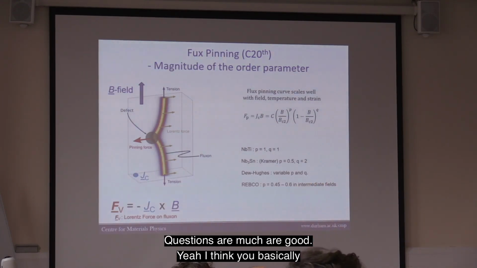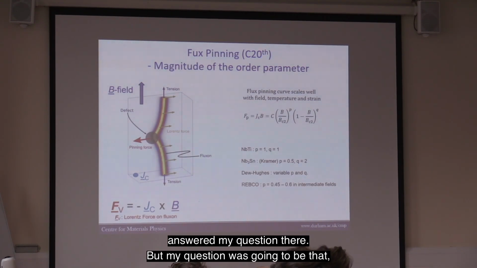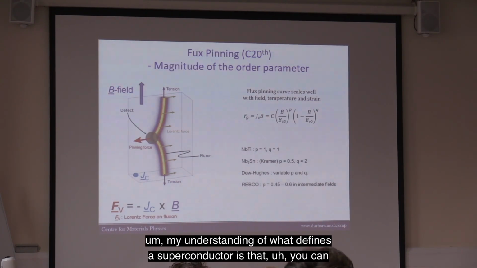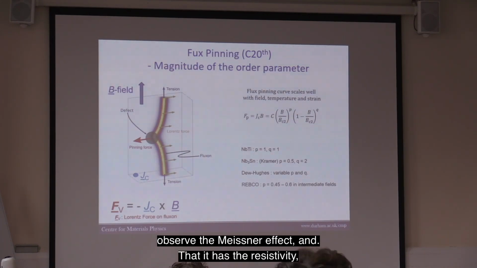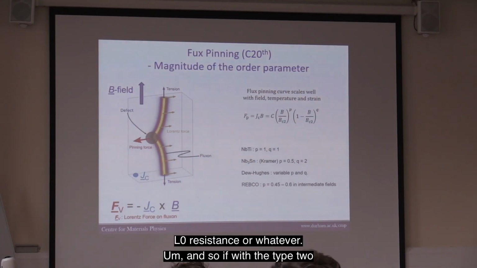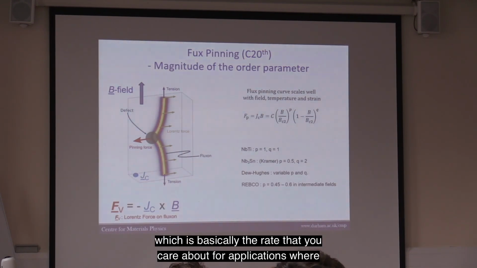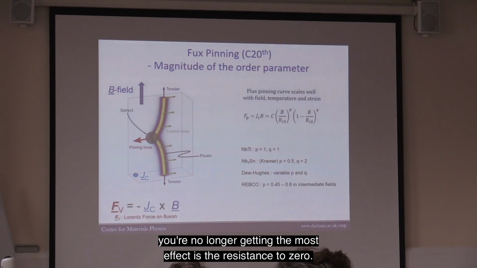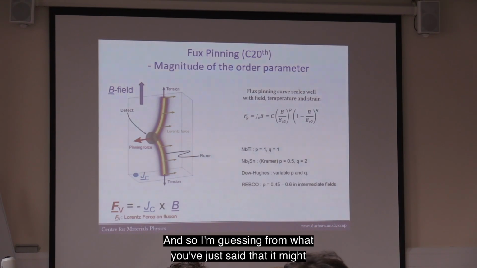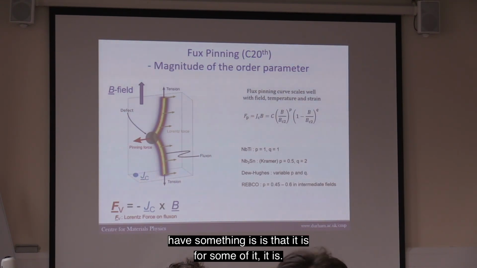I think you basically answered my question there, but my understanding of what defines a superconductor is that you can observe the Meissner effect and that it has zero resistivity, or zero resistance. And so, with type 2 superconductors you have a large mixed region, which is basically the bit that you care about for applications, where you're no longer getting the Meissner effect. Is the resistance still zero? And I'm guessing from what you just said that it is for some of it.